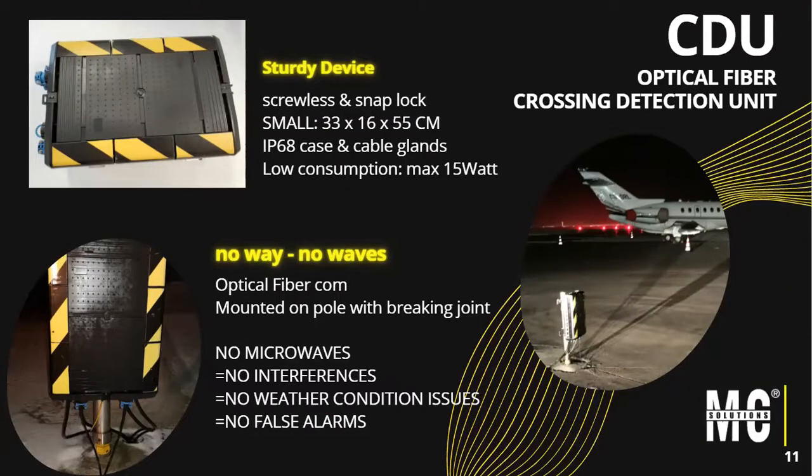So we were talking about MIA system, specifically field devices. We have seen the monitoring module MCLO. Now we will show you the features of CDU, crossing detection unit.